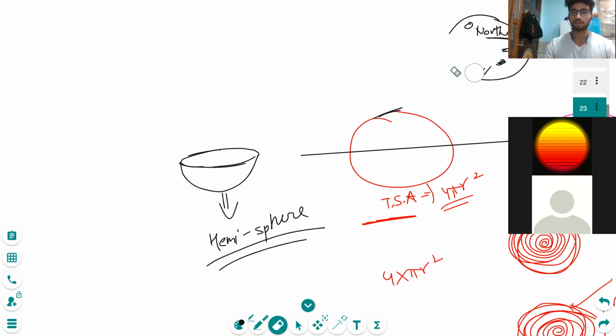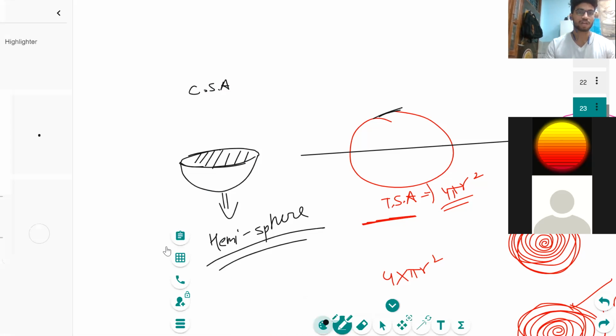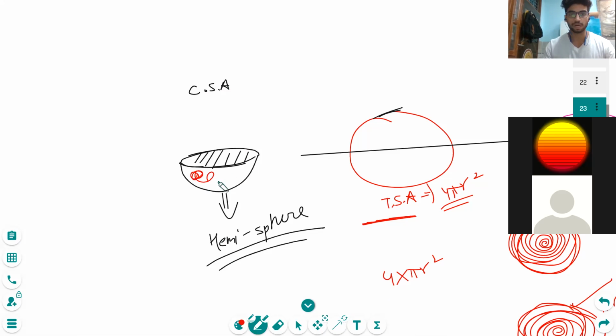So this is my hemisphere. Now, if I have to ask you what is my curved surface area, because it has a top, right? So there must be a curved surface area for it. Curved surface area means the area of the side part, the wall part, this part, covering the back part as well. So what is my curved surface area? Can you imagine this? What is my curved surface area for my hemisphere?